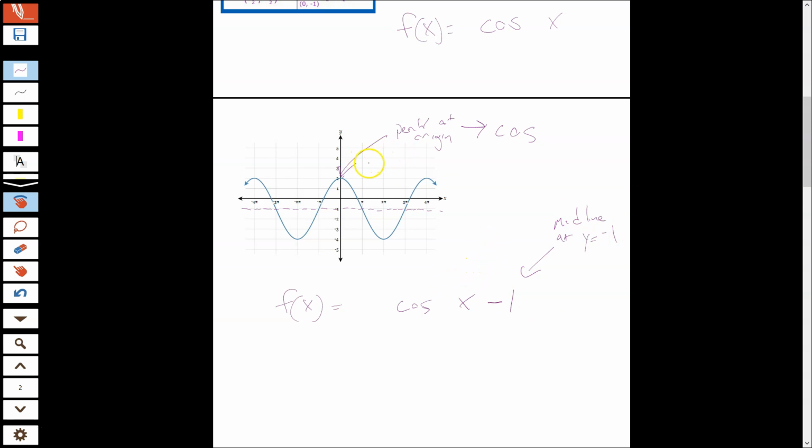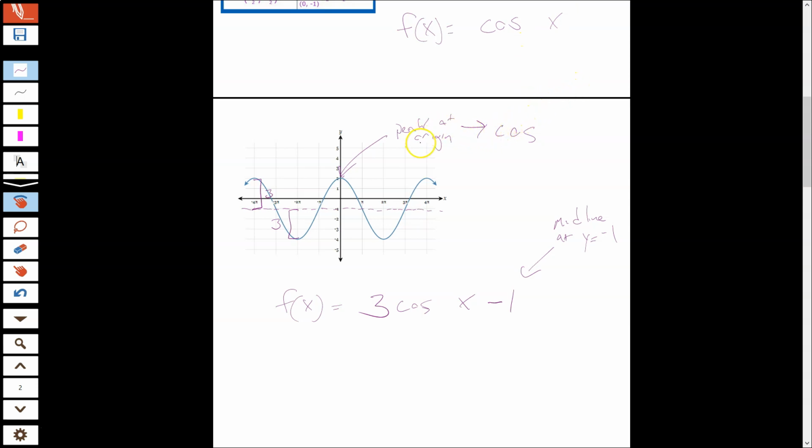Now I want to worry about, let's do amplitude next. So remember, our standard amplitude is from -1 to 1. So our standard amplitude is 1. This graph has an amplitude of 3, right? So any peak or trough that I pick is 3 units above that midline. That tells me I should multiply times 3.